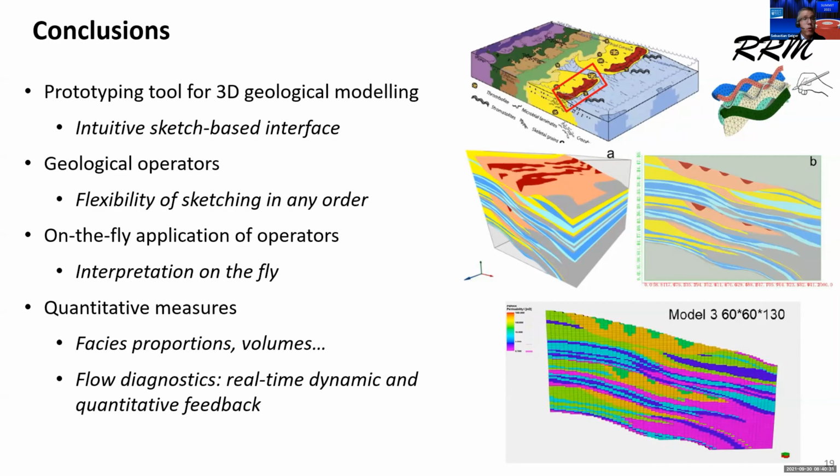So RRM really is for prototyping 3D geological models, to do things that are difficult to do in existing surface packages, the existing modeling packages. It's a very intuitive interface. These geological operators are key because they give us the flexibility to sketch in any order at any scale. We apply those operators on the fly, and we always get near real-time feedback on quantitative measures such as facies proportions, facies volumes, reservoir volumes, and with the flow diagnostics, real-time feedback on some of the key dynamic and quantitative properties of the reservoir.